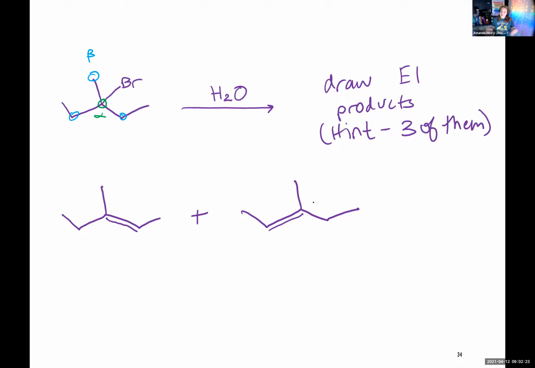So that is one thing we have to keep an eye out for. If two of our beta carbons or two of the groups attached to our alpha carbon are the same, so in this case we have an ethyl on both sides, putting the double bond on either side would give us the same product. So we're going to erase this guy.